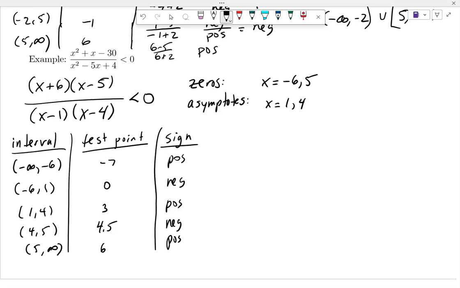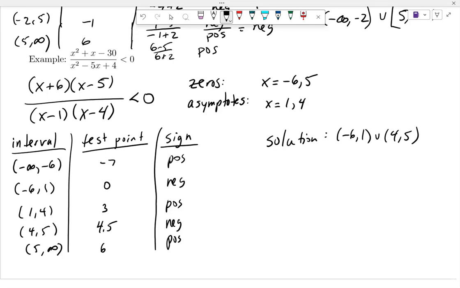Okay. What are we looking for? According to the problem, what are we looking for? The positives or the negatives? The negatives. So for our solution, what would we get? Okay. And notice they're all going to be parentheses here because why? It's a strict inequality, right? There's no equal. We agree?